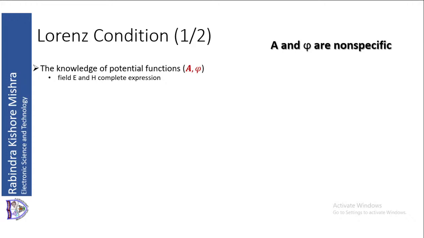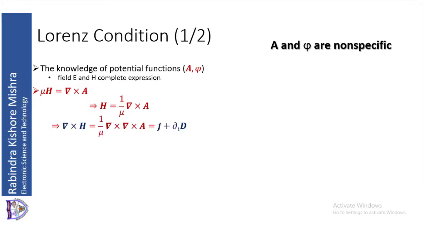The knowledge of potential functions A and phi gives us complete expressions for fields E and H that we have already seen, but unfortunately A and phi are non-specific. We know mu H or B is equal to curl A, and that gives us H is equal to 1 upon mu curl A. That gives us curl H is equal to 1 upon mu curl of curl A, and curl of H is equal to J plus dot T D. Therefore, 1 upon mu curl of curl A is equal to J plus dot T D.